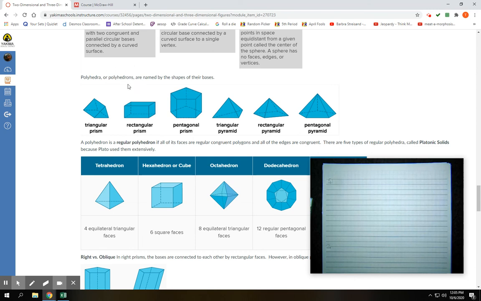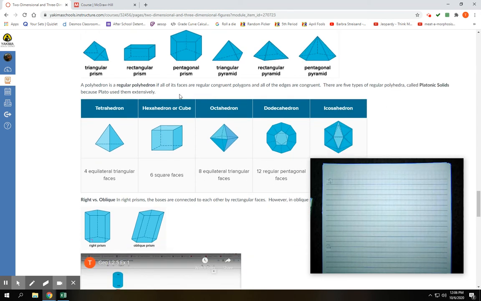Polyhedra or polyhedrons, both are correct, are named by the shapes of their bases. So we have a triangular prism, because that's the base. A rectangular prism, because this rectangle is the base. Pentagonal prism, because the pentagon is the base. Triangular pyramid, because the base is a triangle. Rectangular pyramid, this is what we're used to seeing as far as pyramids go when you think about the pyramids over in Egypt and stuff. And then the pentagonal pyramid has a pentagon bottom.